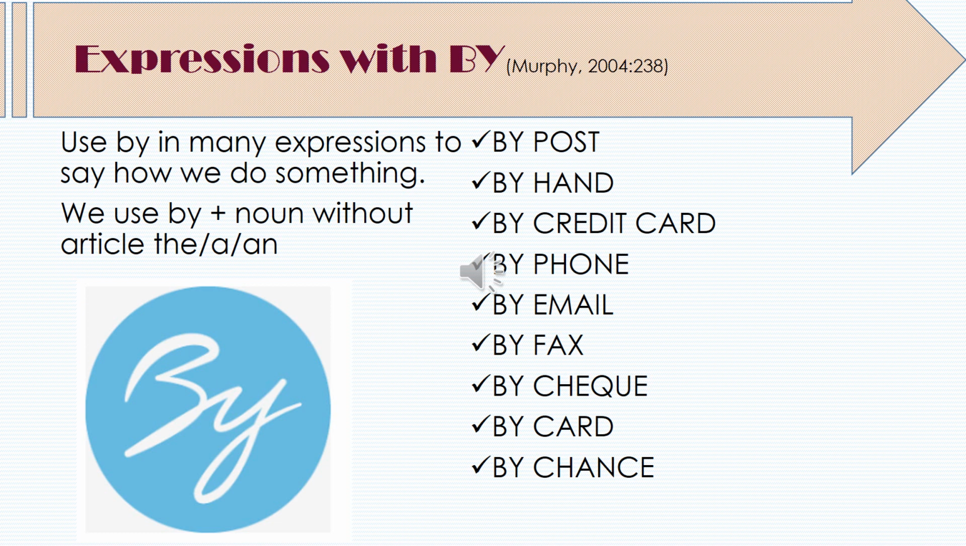Expressions using the preposition by. We use by in many expressions to say how we do something. Or we use by plus a noun without an article, the, a or an. By post, by hand, by credit card, by phone, by email, by fax, by check, by car, by chance.